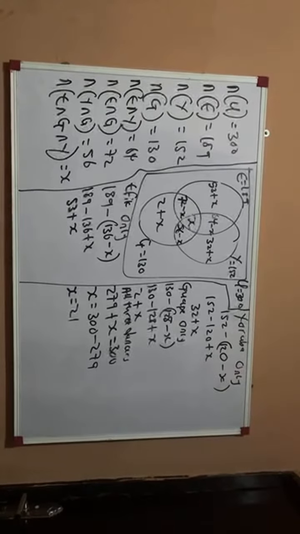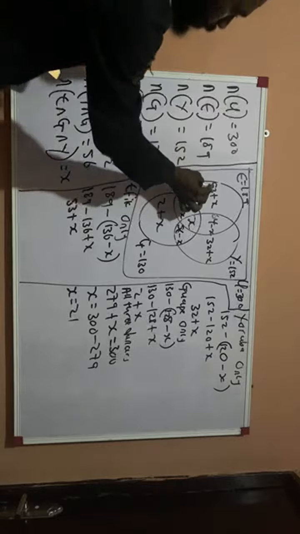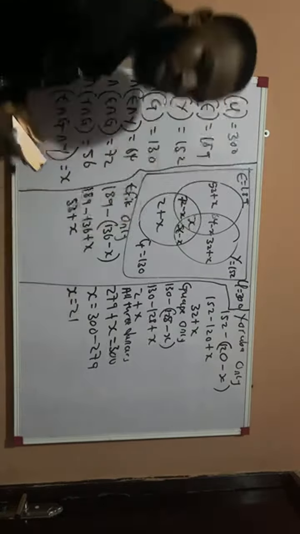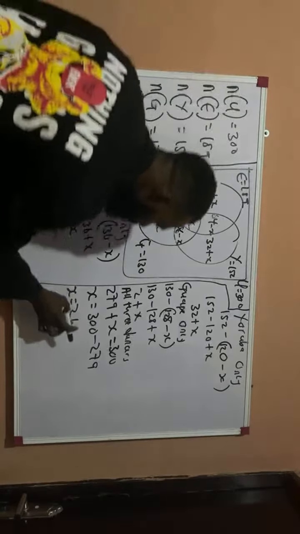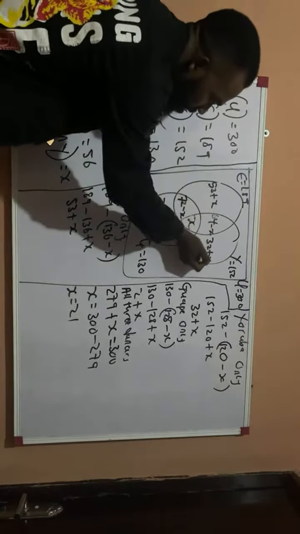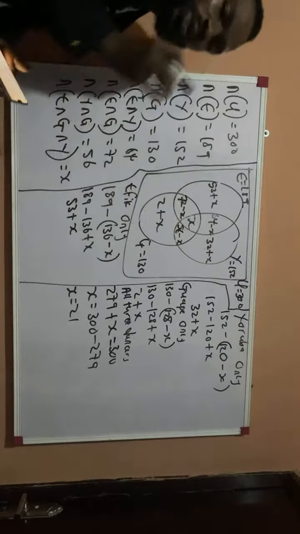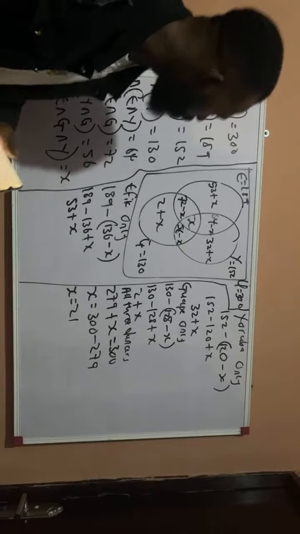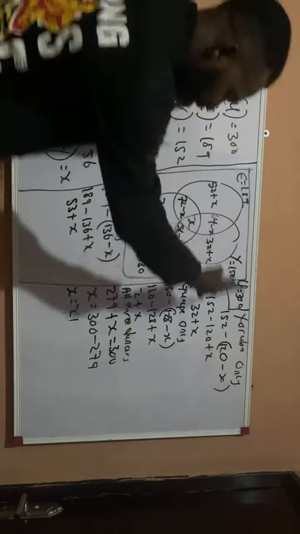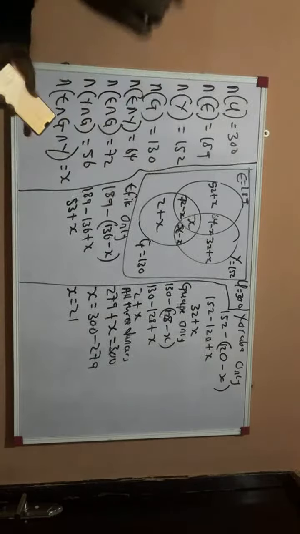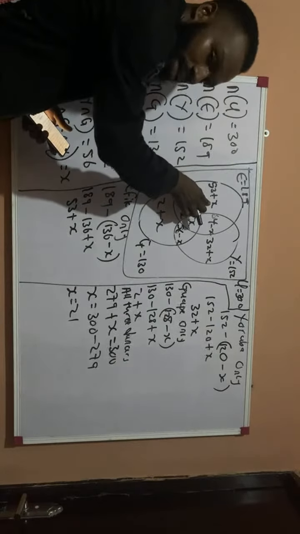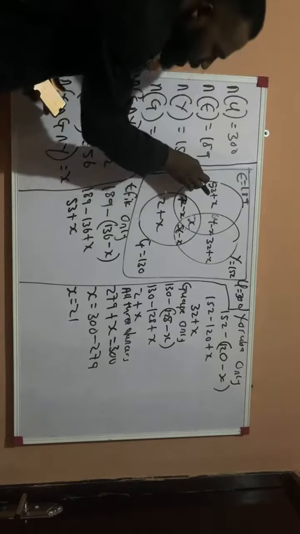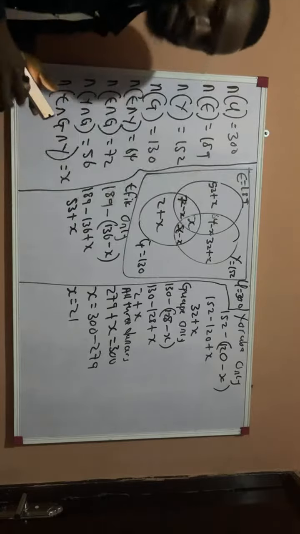Proceed. Now, we have 53 plus x here. Let us not forget that we have gotten the value for x already. If we have gotten the value for x, it means anywhere we see x in this question, we are going to substitute 21 for it. Now, because of space, let us see how we can make use of this Venn diagram. If x is 21, it means here becomes 53 plus 21.